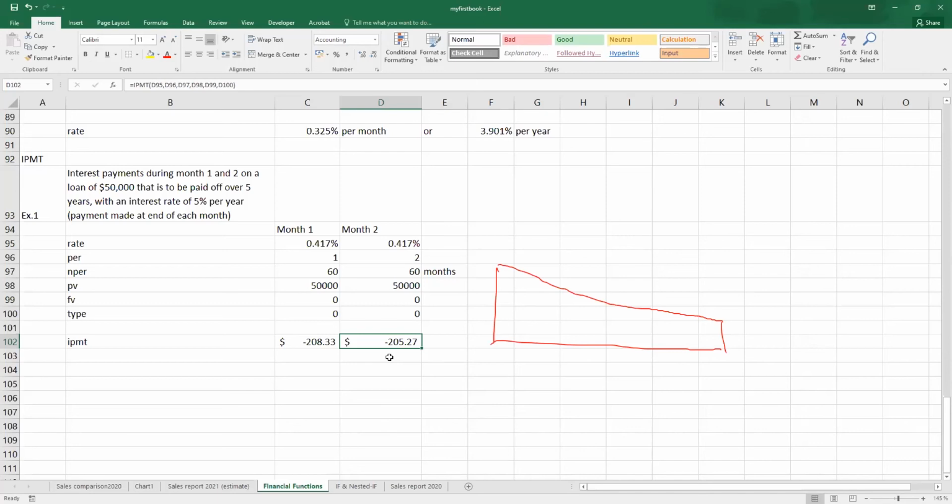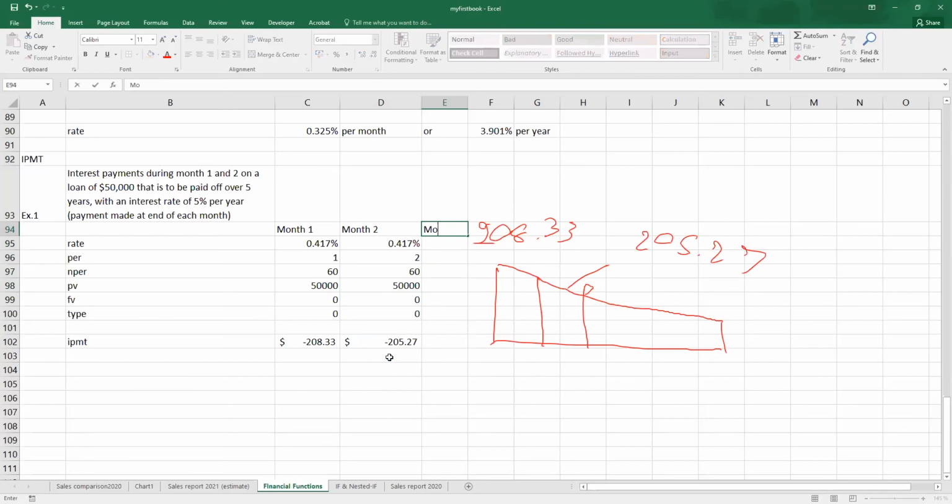The first month is $208.33. On month 2, it's decreasing to $205.27. I just put the negative symbol off first so that you are not confused. Now let's try: I just want to know that on month 60, what is the interest that we have to pay?